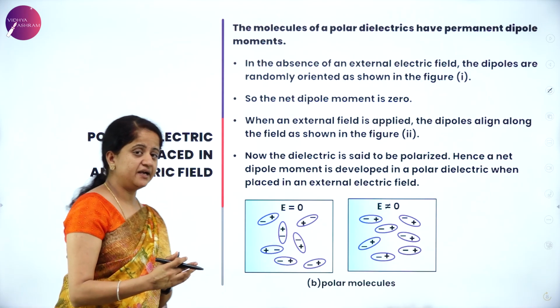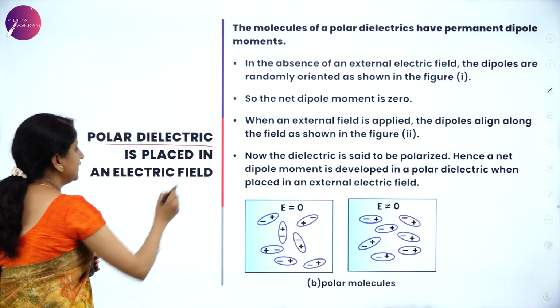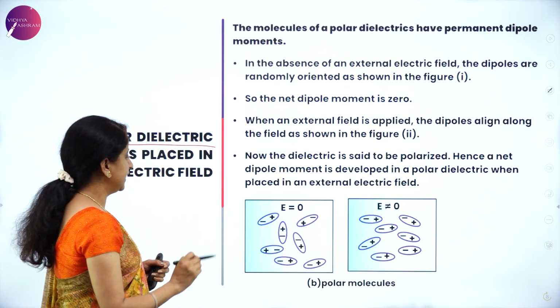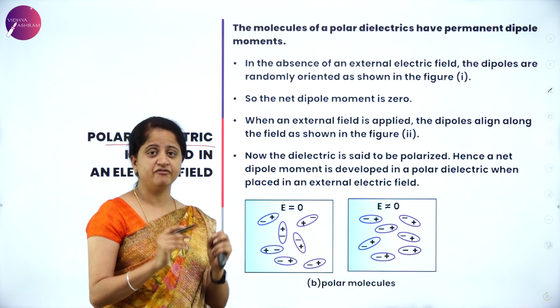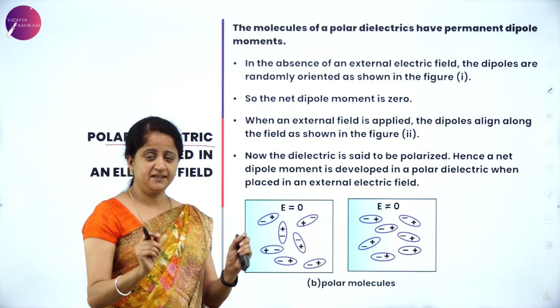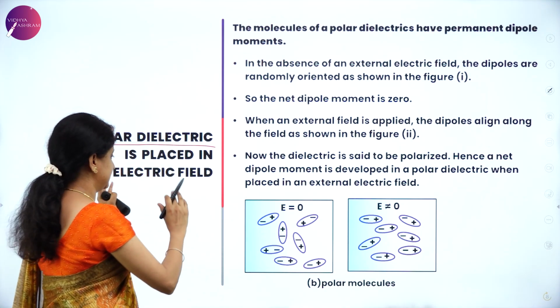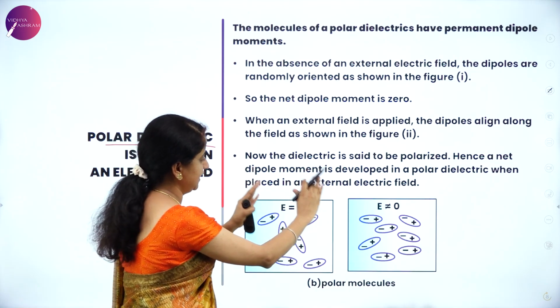Now let us understand what happens when a polar dielectric is placed in an electric field. In the absence of an electric field, we know that polar dielectrics have a permanent dipole moment. The centers of positive and negative charges do not coincide. Now, what happens if the same dielectric is placed in an electric field?